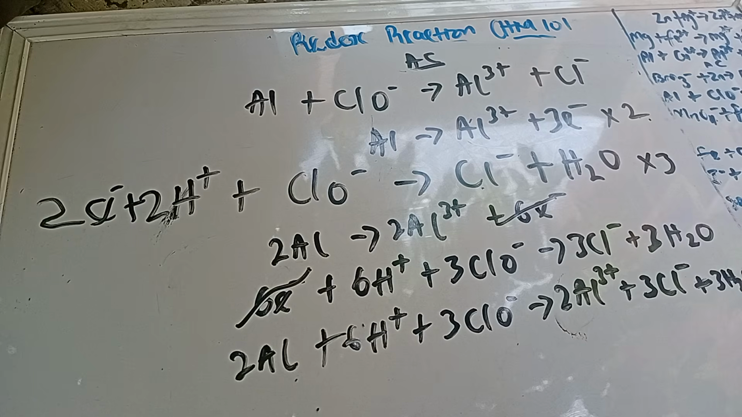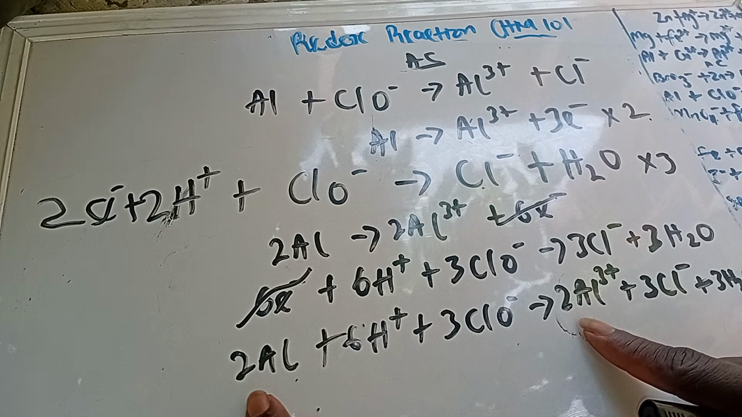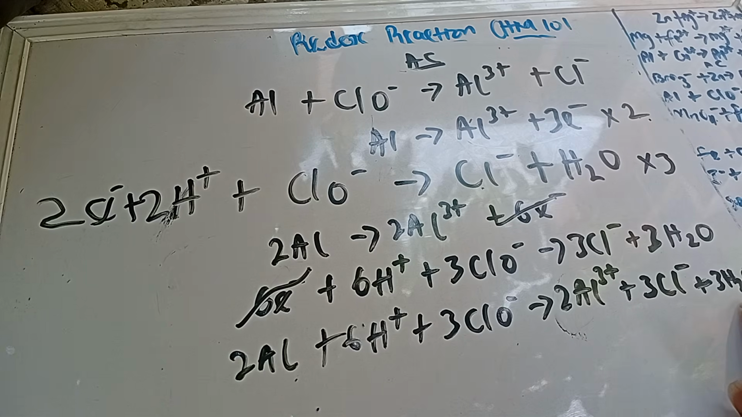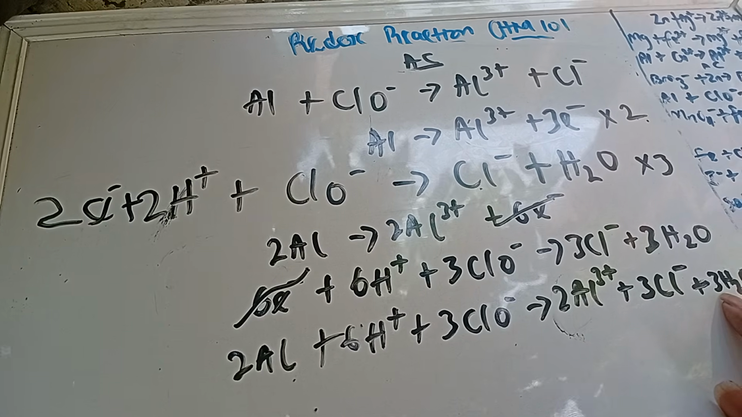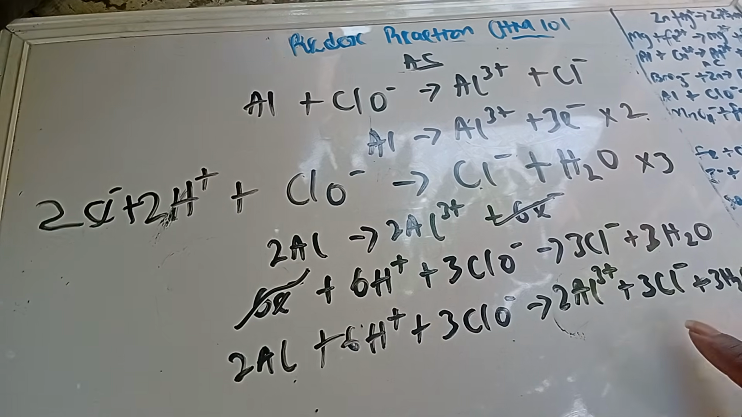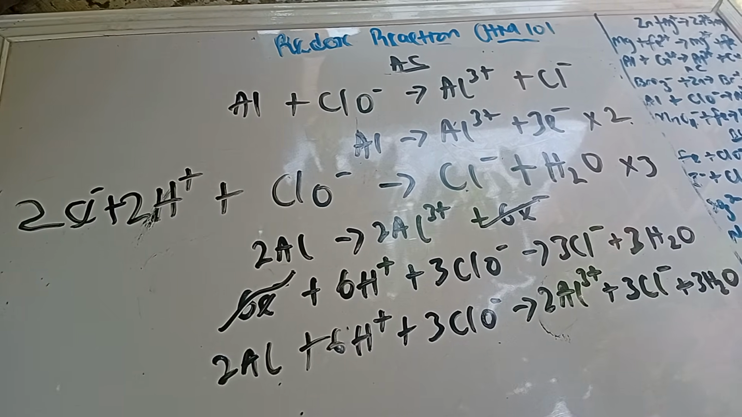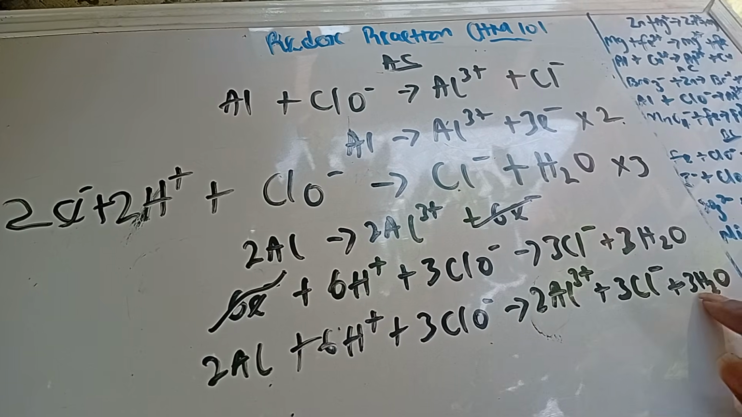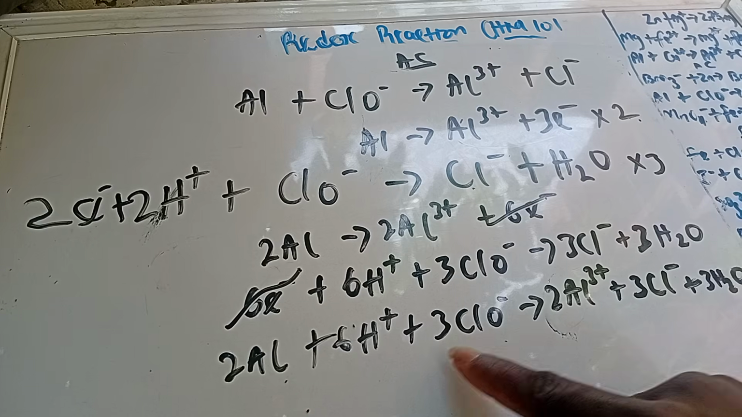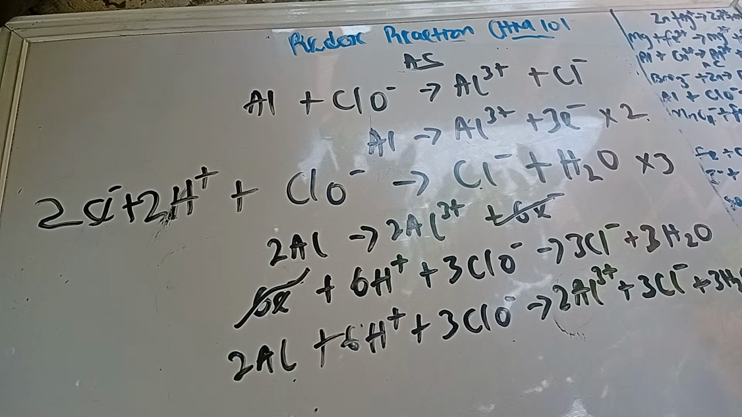Now let's check if they are balanced. Now we have two. Let's check the atoms before the charges. We have two aluminum. Two aluminum is balanced. We have 6 hydrogen, 3 times 2 here. We have 6 hydrogen as well. Is balanced. We have 3 oxygen, so here also 3 O. So here we have 3 times 1. We have 3 oxygen, balanced. We have 3 chlorine. We have 3 chlorine. So all the atoms are balanced.